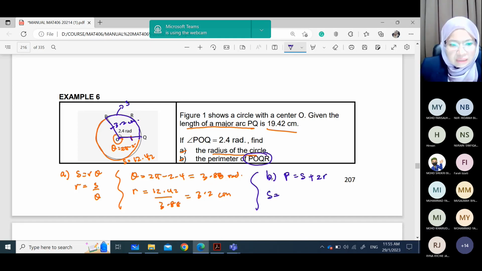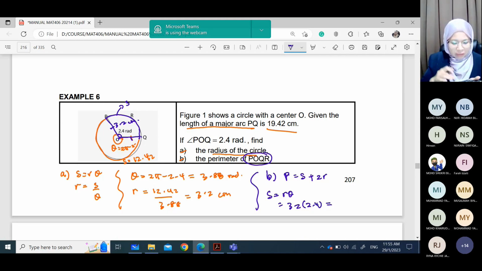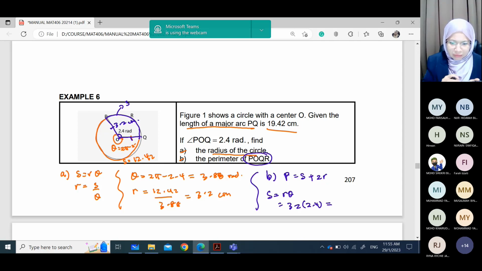Okay, so S for the minor sector is R theta. R is 3.2 multiplied with theta, because we want to find the arc length of the minor sector. So 3.2 multiplied with 2.4 radian. The arc length S for the blue color, the minor, is 3.2 times 2.4, which is 7.68 cm.